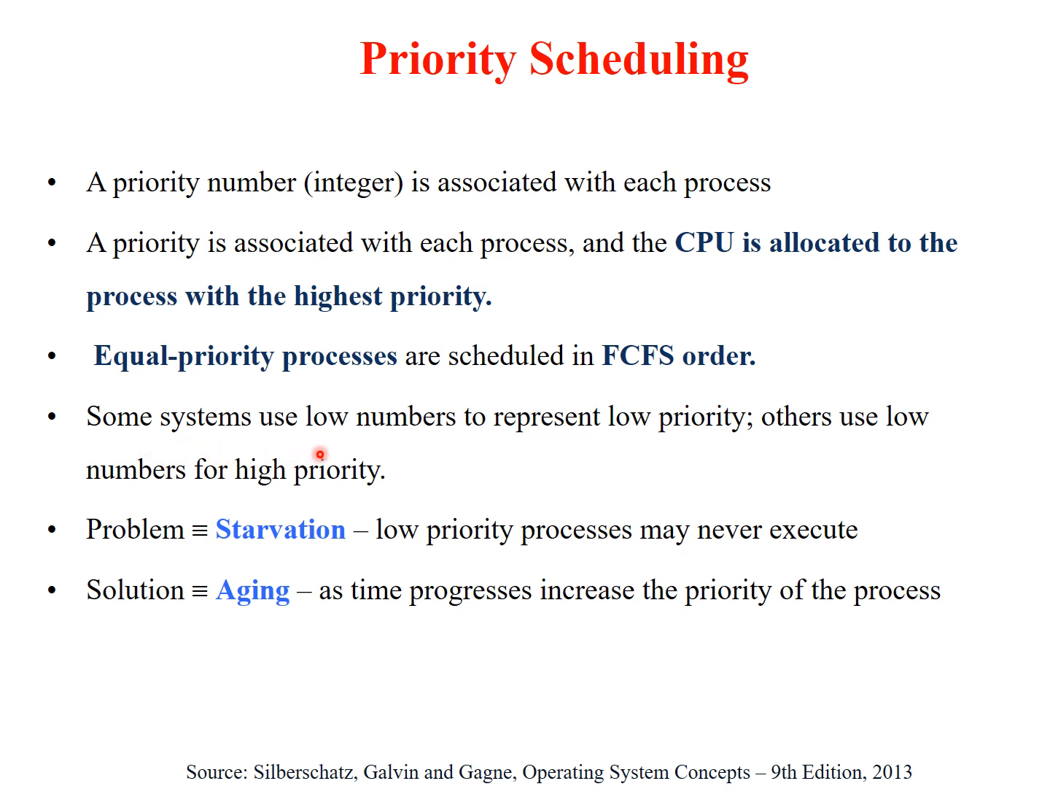Some systems use low numbers to represent lower priority, whereas some systems use low numbers for representing higher priority. The main problem is starvation. It is because the lower priority processes will get postponed and they will never execute. The solution to this problem is aging. That is, as time progresses, we can increase the priority of the processes.